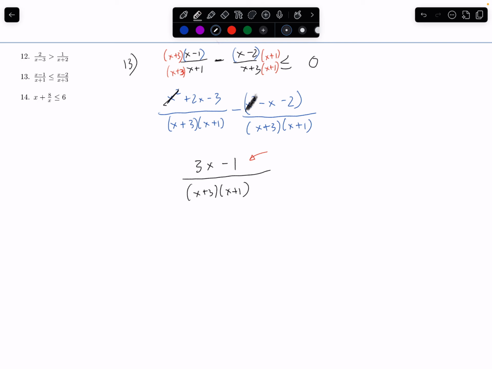I haven't been writing it, but I should really carry this through. This is all less than or equal to 0. That's what I'm comparing to. The numerator gives us a 0 at x equal to 1/3, because 1/3 times 3 is 1. So 1 minus 1 is 0. And then I've got asymptotes at x equal to -3 and at x equal to -1.